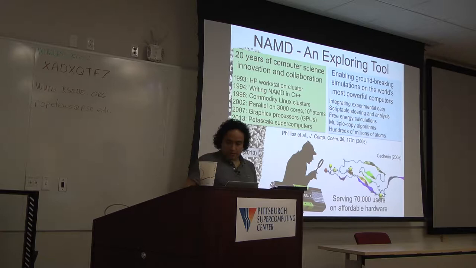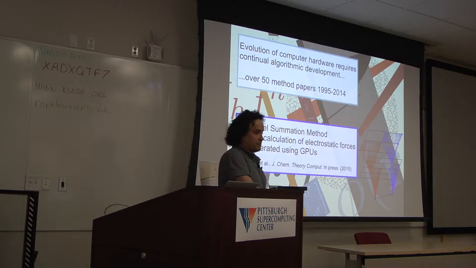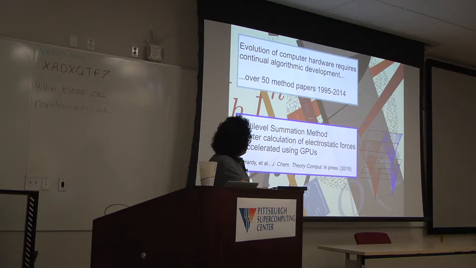So those are the capabilities of NAMD, but that obviously doesn't come free. It requires lots of algorithm development. From 1995 to 2014, there have been over 50 papers just on developing methods so NAMD can support these new technologies. We were the first people to adopt GPUs on MD codes, before anyone else was doing GPU computing. A good example of what it takes to develop software like NAMD is the shift from particle mesh Ewald to multi-level summation, which doesn't require periodic boundary conditions and doesn't have the scaling limitations that particle mesh Ewald has.